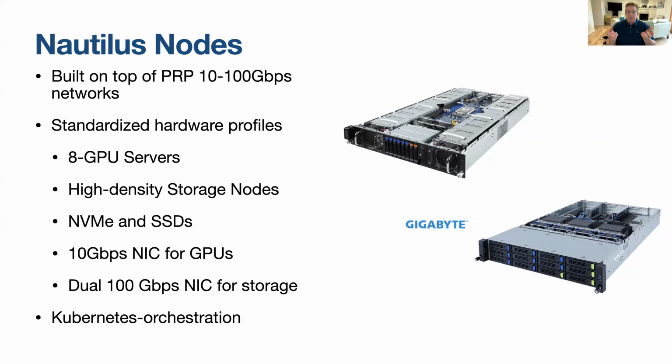The standard network connection for the GPU node is 10 gigabits per second, and the standard connection for the storage node is dual 100 gigabit connection. And the reason why the storage nodes have such robust network capability is it's conceivable that many users could be trying to access their stored data at once.